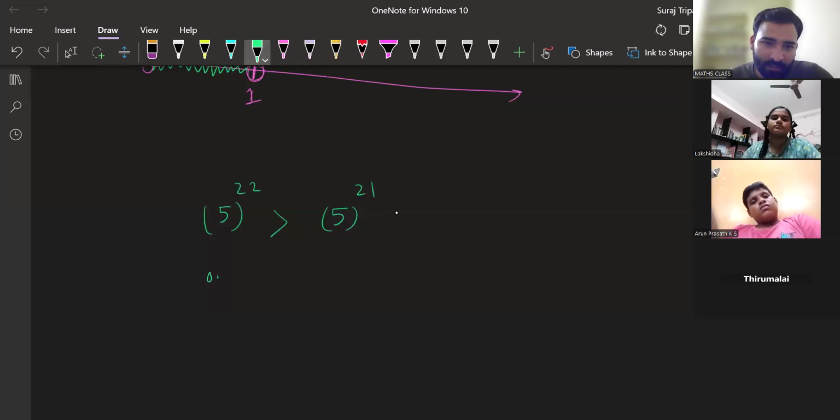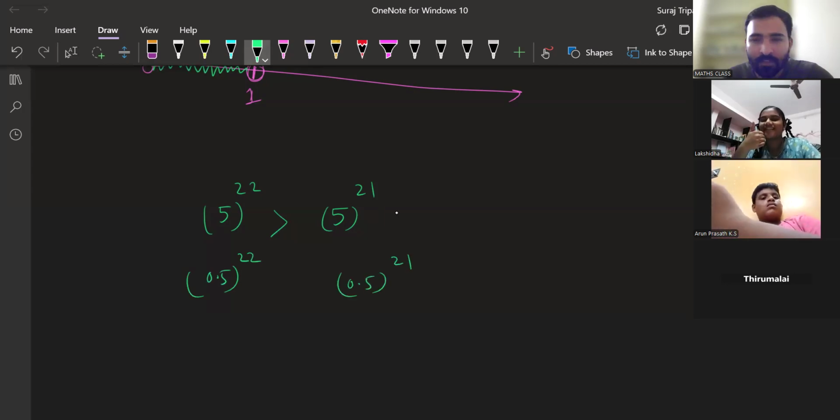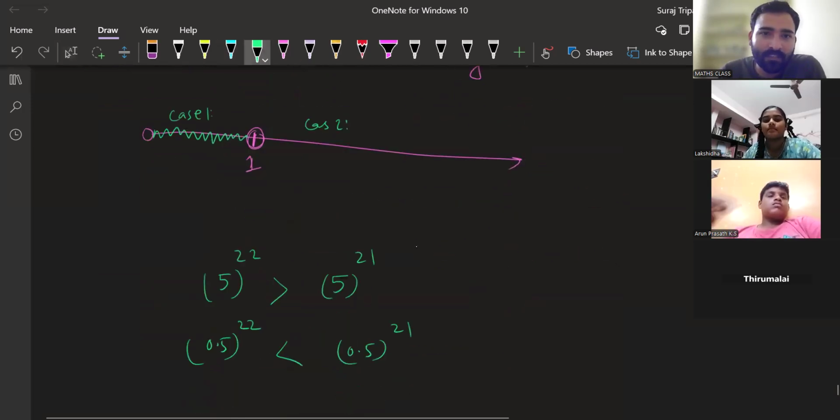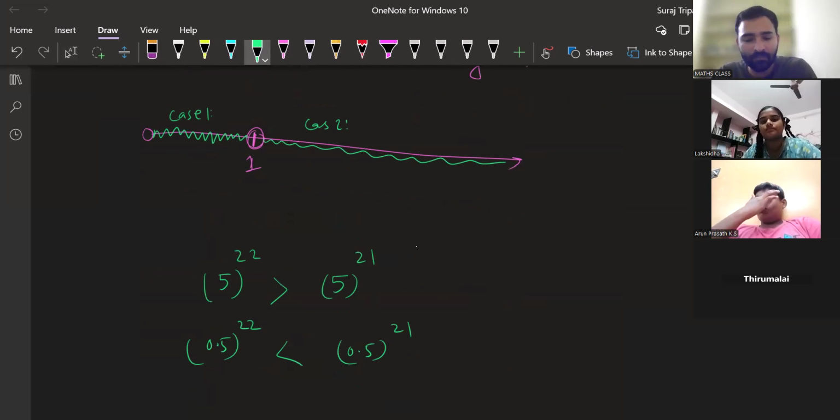If I write down here 0.5 raised to 22 and 0.5 raised to 21, which one is greater? 0.5 raised to 21. So if the number is lying between 0 to 1 and the number has a larger index, then the value of that number will be smaller. So here 0.5 raised to 22 will be less than 0.5 raised to 21. Got it? Yes, sir. That's why there will be two cases. One is between 0 to 1 and the second one is 1 to infinity.